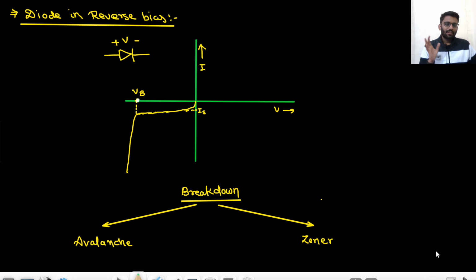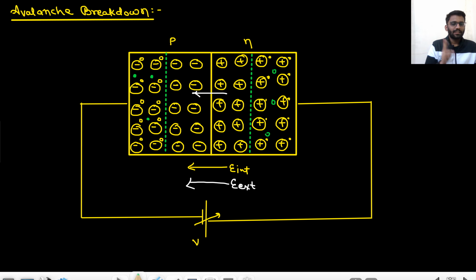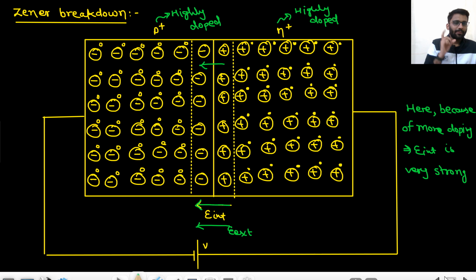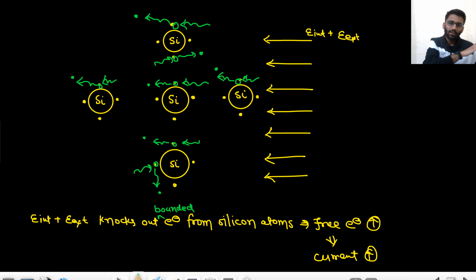So I will repeat it once again. There are two kinds of breakdown: avalanche breakdown and Zener breakdown. In avalanche breakdown, what is happening? Because of this high electric field, electrons are getting high kinetic energy, and these high kinetic energy electrons are knocking out the bounded electrons of silicon, and because of that there are a lot of free electrons and a high current flows. Okay, in Zener breakdown, what happens? The internal field and the external field are so strong that they themselves are knocking out the bounded electrons of silicon, and thus there are a lot of free electrons and a high current flows.